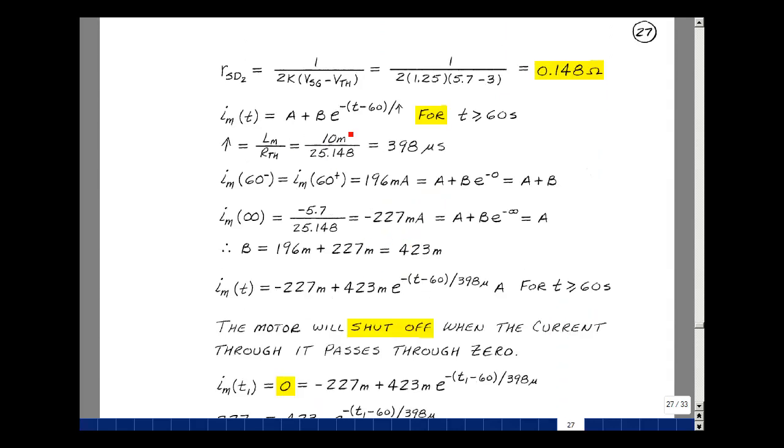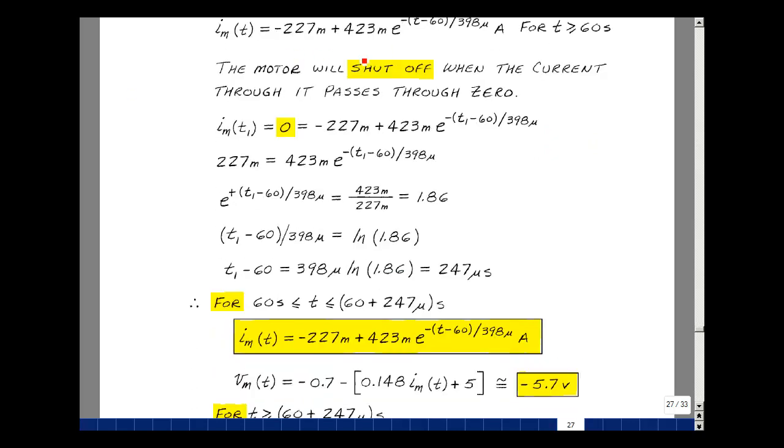That's going to be our equation as t approaches infinity, the A plus B times e to the minus infinity, which is equal to 0. So just get A, and we can solve for B. B is going to be equal to 196 milliamps minus the value of A, but A was a negative number, so plus 227 milli, and that gives me 423 milliamps. My equation now for the current in the inductor is A plus B times e to the minus quantity t minus 60 seconds divided by tau. And this equation is true for t greater than 60 seconds.